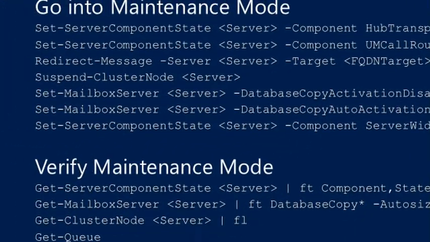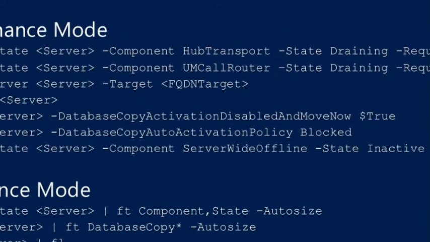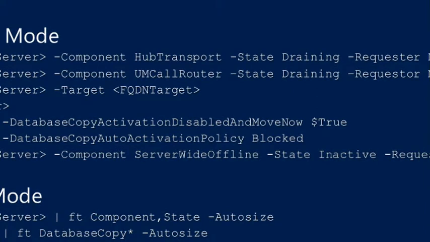And then the last thing that you do is this set server component state, and in this case, the component is server-wide offline. And this is a special managed availability component that is basically a catch-all bucket for all managed availability components on this server. So when we're doing a server-wide offline and we're setting the state to inactive, we're basically telling managed availability to shut off all your responders, the responders being the functions that perform the automatic recovery action. So managed availability will still collect data and it will still evaluate things, but once you have the server-wide offline, it will no longer take that corrective action. So it won't interrupt any of the maintenance tasks that you're doing.